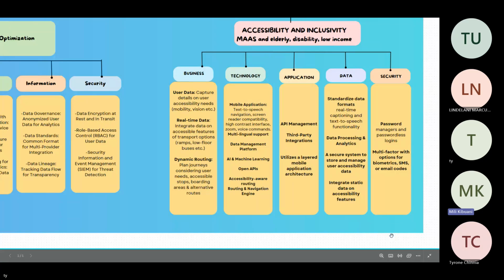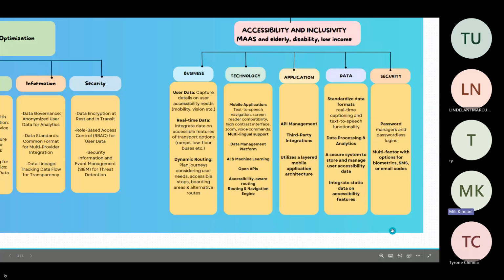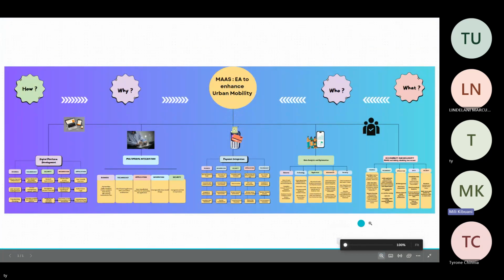On the security side, we can use a password manager and passwordless logins for those with disability, and multi-factor authentication with options for biometrics. So I will conclude that section by saying that integrating accessibility and inclusion into the business model of mobility as a service is not only a legal and ethical imperative, but also a strategy that the business can use that can lead to growth, social impact, and an earned reputation for the company.